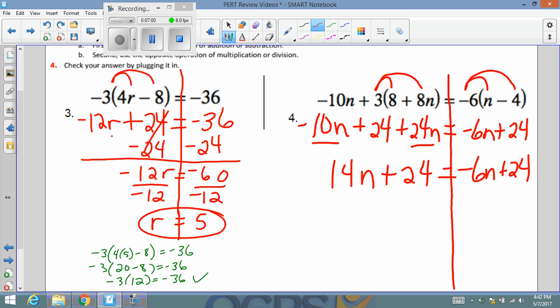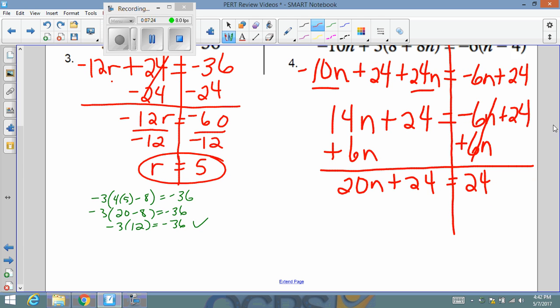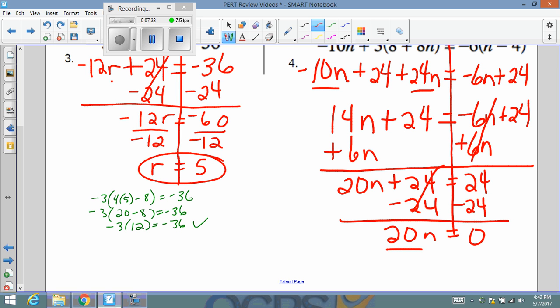I don't have any distribution to do. I don't have any combining of like terms. So now I am going to get my variables together on one side by using my inverse operations. So to get rid of the negative 6n, I'm going to add 6n. And it looks like I'm going to get 0 again. I can see that because now when I subtract this 24 from both sides, I get 20n equals 0. And dividing by 20, once again, I get n equals 0. I didn't do that on purpose. Does make it easier to check.